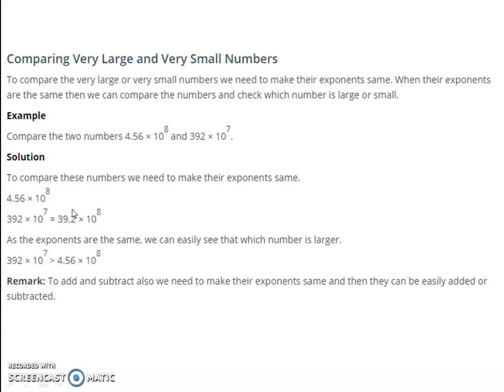Now you can see both the exponents are the same, so you can compare the numbers. Which is greater, 39.2 or 4.56? 39.2 is greater. The same rule is applicable for addition and subtraction also. Multiplication and division you can do without making the exponents the same. To add and subtract we need to make their exponents the same, and then they can be easily added or subtracted.